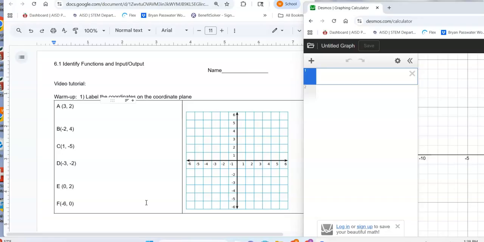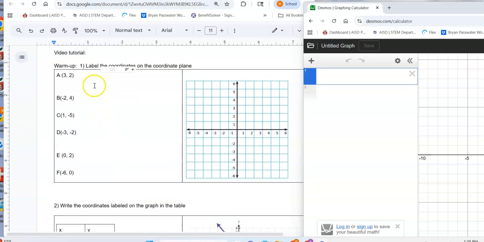And the function notation input-output, you should have been taught in Algebra 1, but we're doing that today because I need to make sure you can do that stuff before we go on to harder things. All right, so the warm-up is, can you label the coordinates? Can you label the coordinate 3, 2, and all these coordinates?